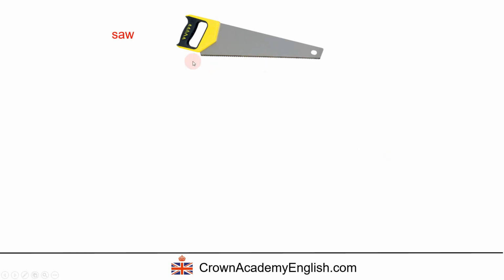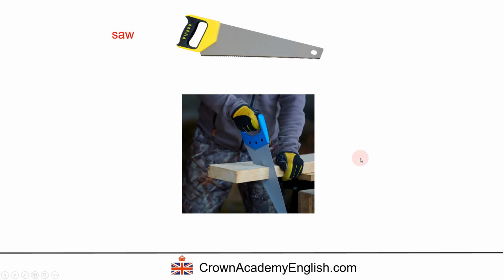This is called a saw. Saw. And again, we can form a verb. There is also a verb to saw. The man is sawing the piece of wood. Okay, the piece of wood.